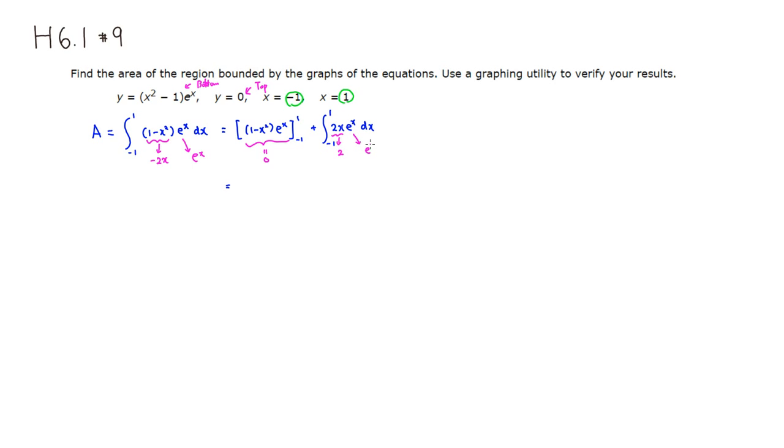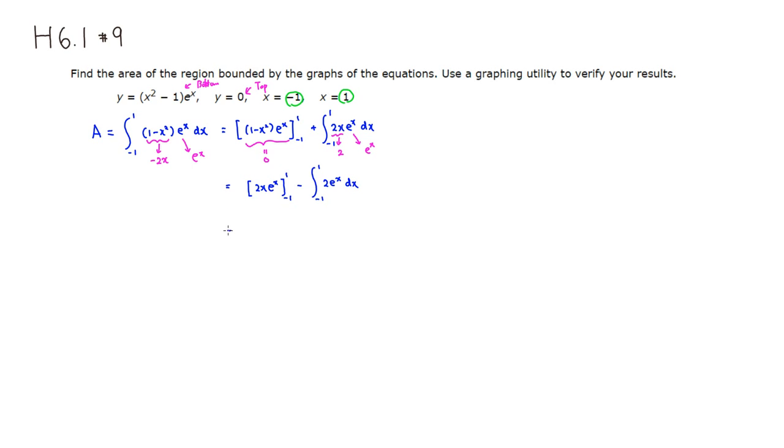Antiderivative of e to the x is e to the x. So what you get is 2x times e to the x, going from -1 to +1, minus, multiply these, the integral from -1 to +1 of 2 times e to the x dx.